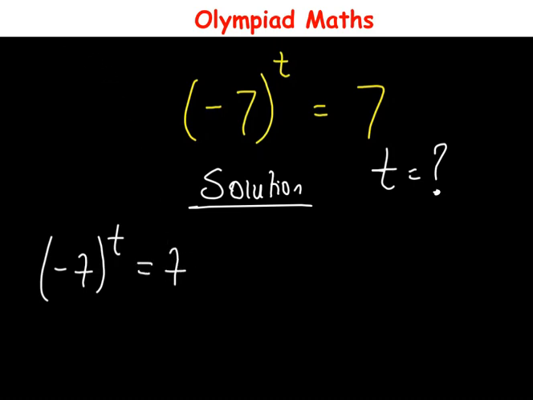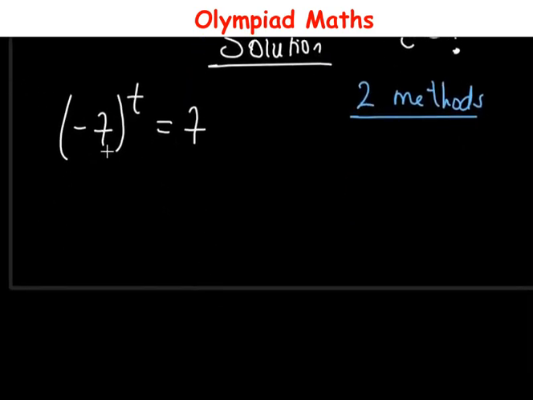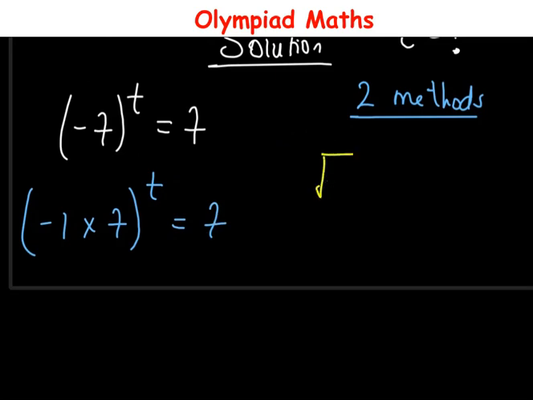In this case, we're going to use two different methods to solve this question. For the first method, we're going to write -7 as (-1 times 7) all raised to power t equals 7. With this, recall that the square root of -1 is equal to i.